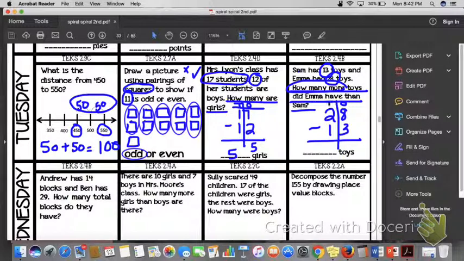My ones, my tens. Pick up 8 fingers and subtract 3. 5. 2 minus 1. Pick up 2 fingers, subtract 1. 1. So your answer is 15. She had 15 more toys than Sam.